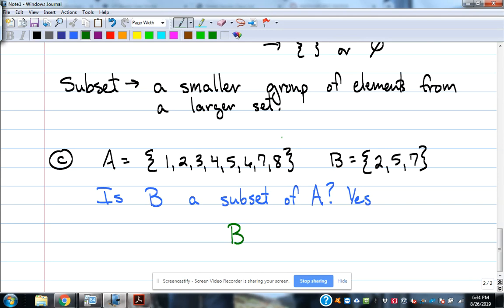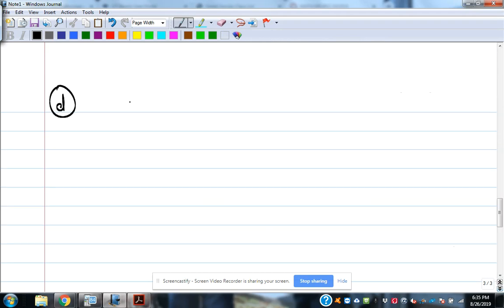So B is a subset of A. The way you make that notation is like this. It looks like a C with a line underneath it. That means B is a subset of A. That's the notation for that. B is a subset of A. That's how you read that. So not terribly hard there. Let's look at another example. Same idea though. We're talking about subsets. So set A, that same set, 1 through 8.